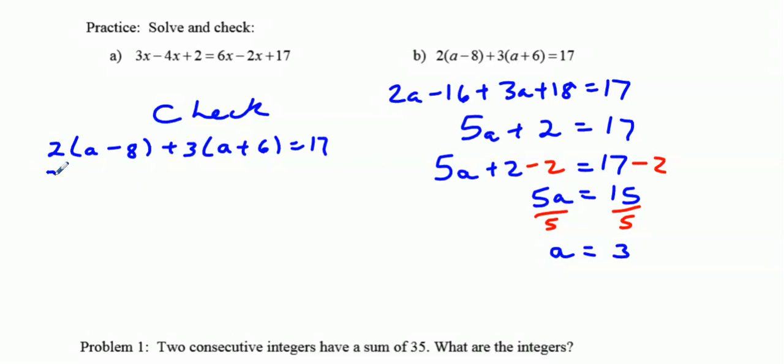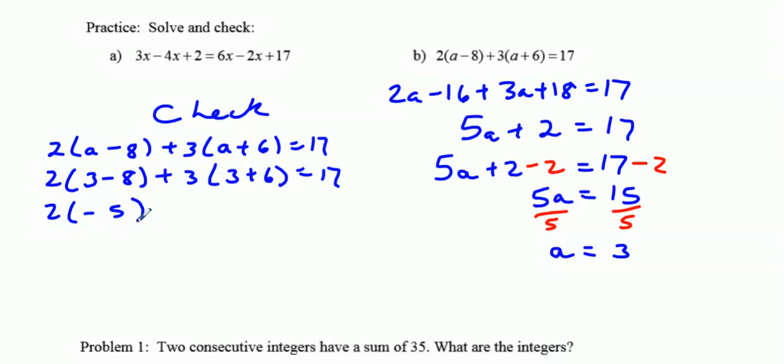If I stick in the 3 for a, let's see if left side equals right side. Remember, don't start doing your distributive law at this point. You have to follow the rules of BEDMAS. BEDMAS says, let's simplify inside brackets first.